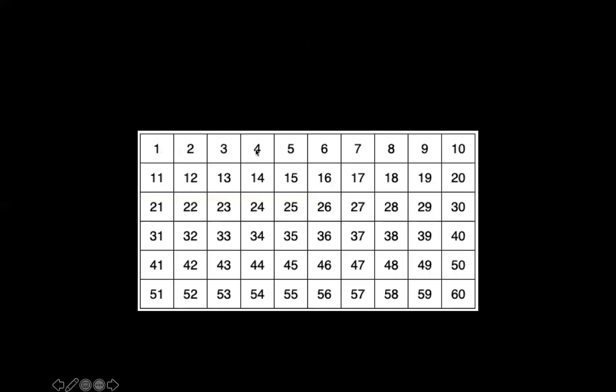So 2, 4, 6, 8, 10, 12, 14, and so on. What do we call those numbers? There's a certain name for those type of numbers that end in a 2, 4, 6, 8, or 0. That's right, it's an even number. So what this is saying is that the answer is an even number.